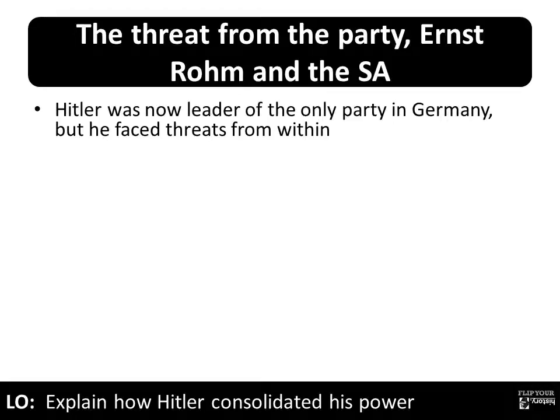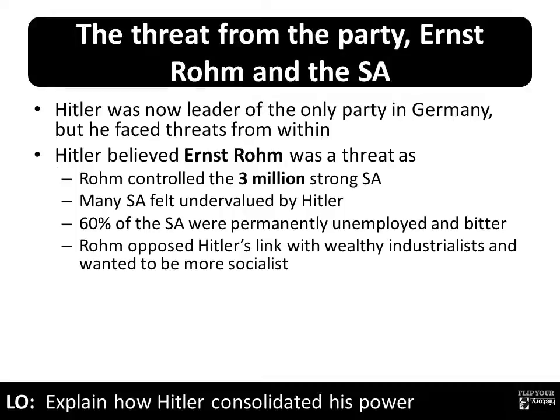So as the leader of the only party in Germany, Hitler was secure that the Nazi Party would continue, but he faced threats from within. Hitler believed that Ernst Rohm was a threat, as Rohm controlled the 3 million strong SA who were loyal to him initially, and he had increased the size of the SA by merging an army veterans group, the Stahlhelm, with the SA.